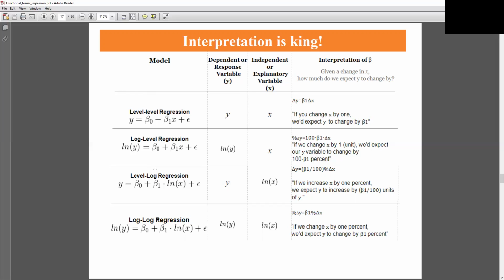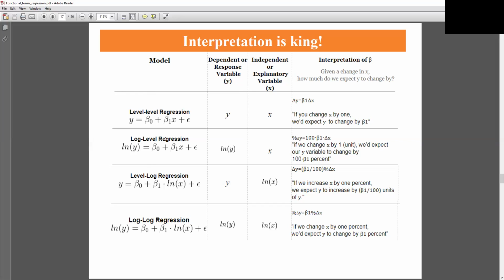So now we know what functional forms are popular and how to interpret them. For example, we know linear regression, which we already know, the level model. Now we know the interpretation of log level. We know about level log, that is LIN-LOG, as well as log.